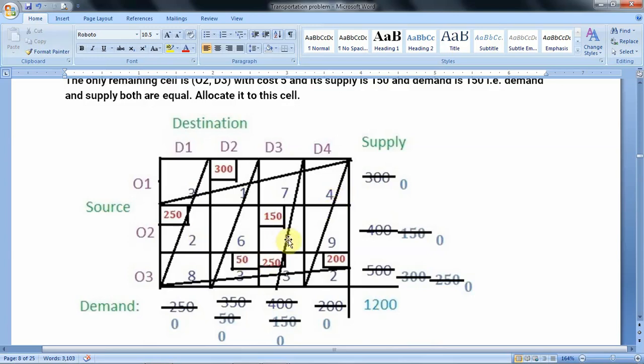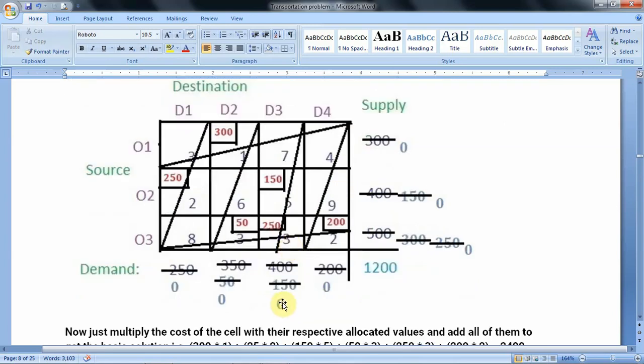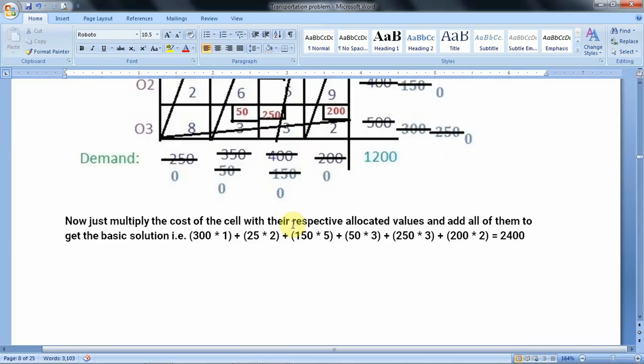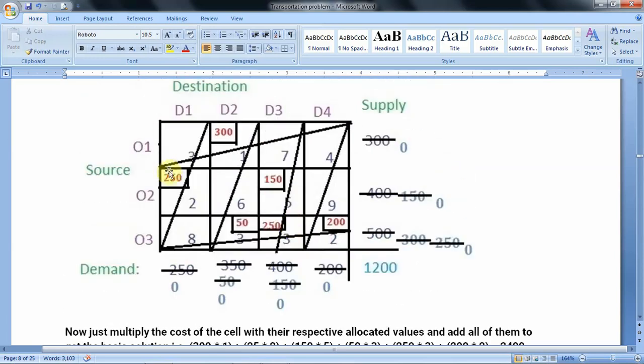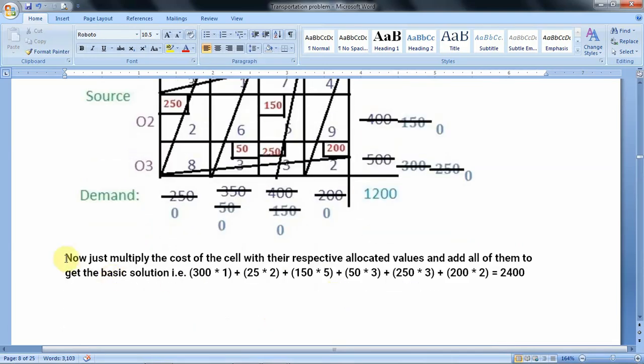Okay, the 5 rupees cell. The remaining units in D3 are 150. Here also, 150 units can be allocated to that cell. Next, cross out that one, 0 is there, cross out that D3 column. So all units are completed. So 0, 0, 0, here also 0, 0, 0, 0. Okay, all units are completed.